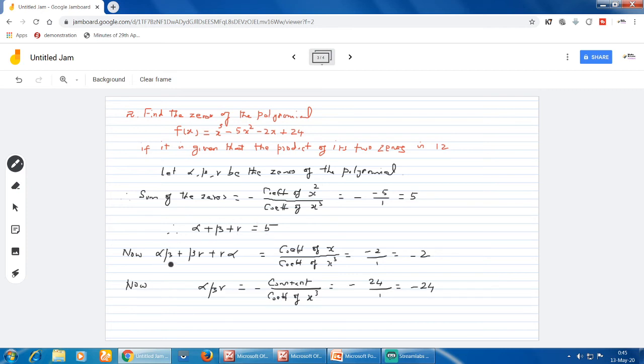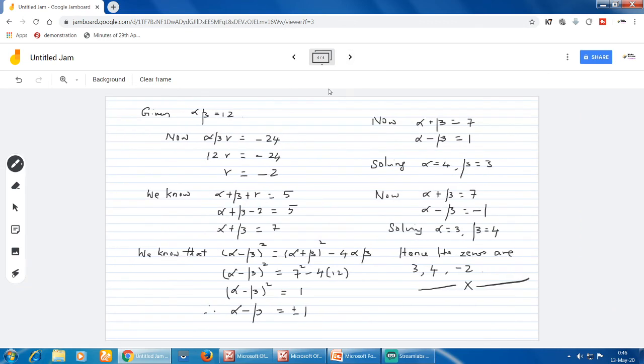Now you take two zeros at a time and sum the products. Alpha beta plus beta gamma plus gamma alpha, the formula is coefficient of x by coefficient of x cube. That means minus 2 by 1, you will get minus 2. Now the product of zeros, alpha beta gamma, the formula is minus constant by coefficient of x cube, equal to minus 24, since the constant is 24 and the coefficient of x cube is 1. First you find all these things: the sum of the roots, the sum of products of two roots taken in order, and also the product of the roots.